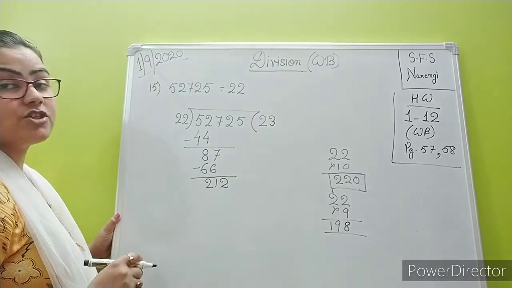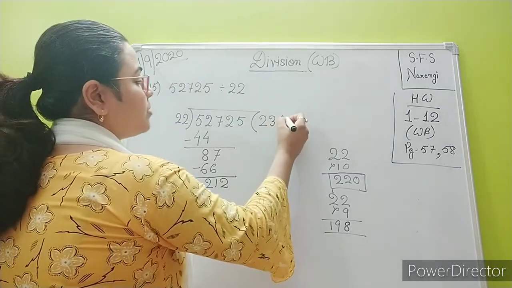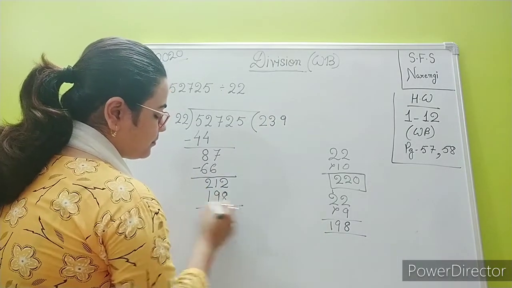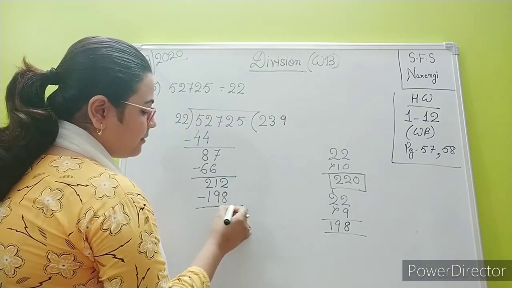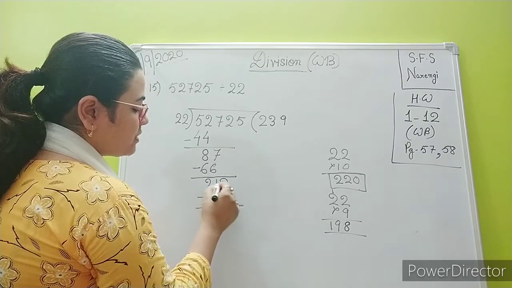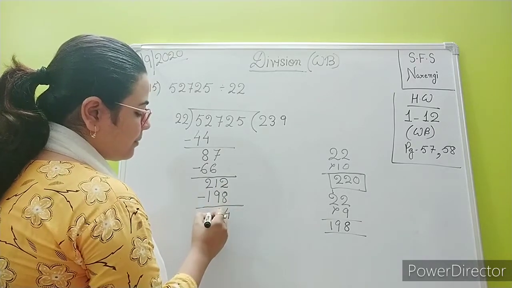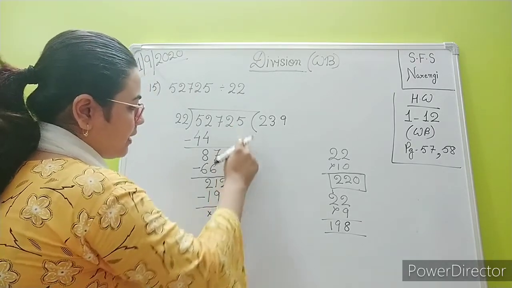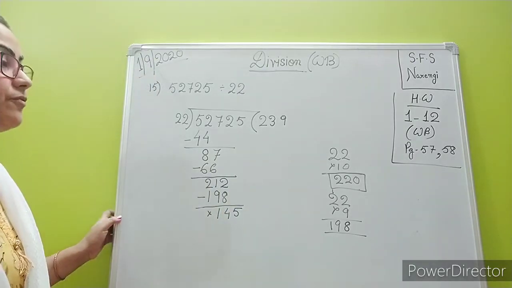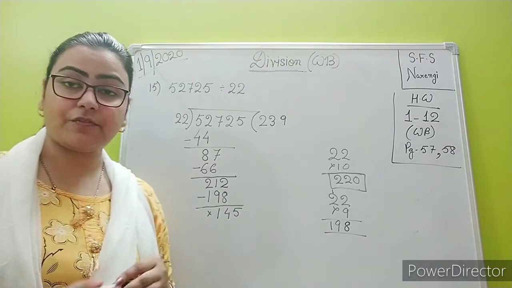Now, this is smaller. So 9 times 22 is 198. We subtract again. 12 minus 8 is 4. 10 minus 9 is 1. 1 minus 1 is 0. Now what comes down? 5 comes down. 145.